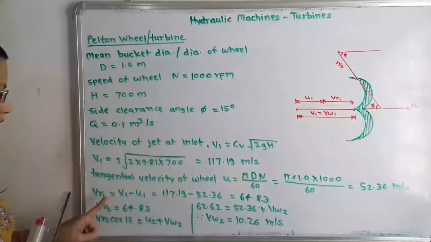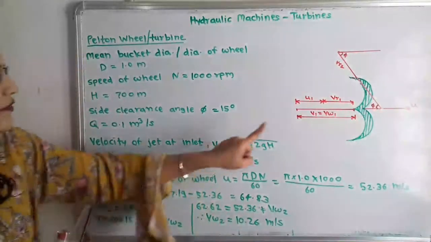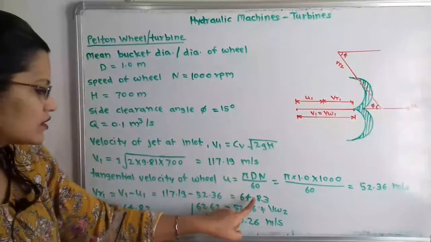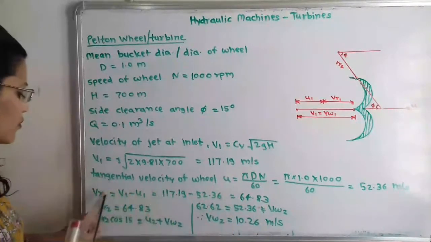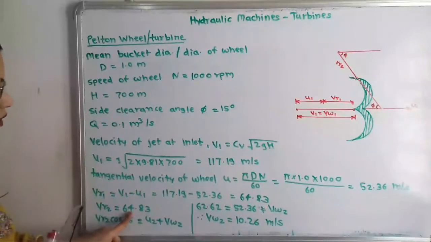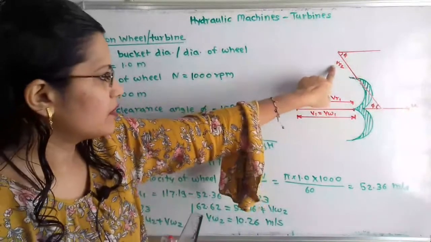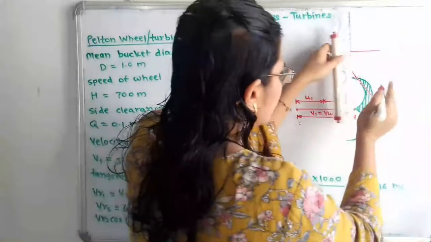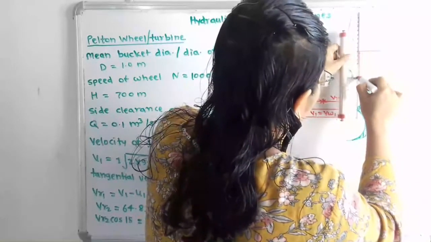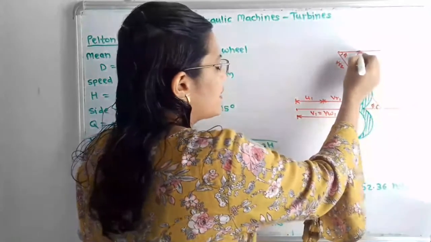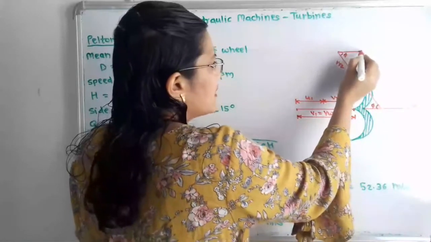So if we observe here, what is the value of Vr1? So value of Vr1 is V1 minus U1, and that is equal to 64.83. Now this Vr2 is equal to Vr1. So Vr2 is also equal to 64.83. Now if we observe this diagram, so I will make here one construction line, that is I will make here one vertical line. So here is the vertical line, and up to this line there is the velocity u2 as well as vw2.